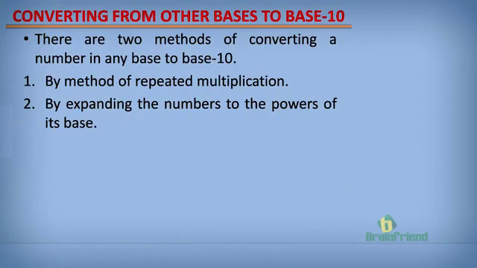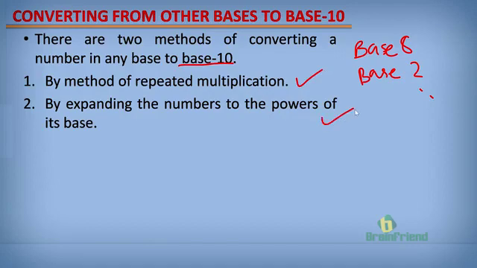base systems to base 10. So there are two methods of converting from a number in any base to base 10. Say you have a number in base 8 or base 2 or any other base, and you're asked to convert it to base 10. There are two methods that can be used. The first is the method of repeated multiplication, while the second is by expanding the numbers to the powers of its base, not the desired base. Now, the desired base is 10, but the second method is by expanding the numbers to the powers of its base. That is the original base of the number, not 10.